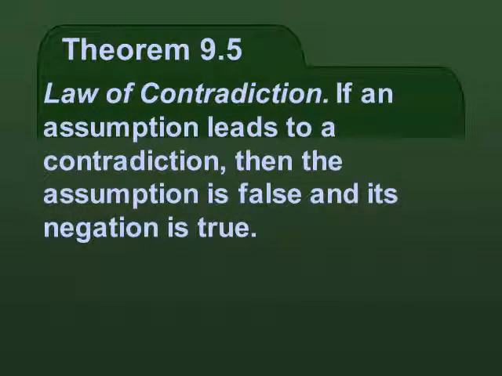So now let's talk about the law of contradiction. Teenagers like to contradict people, so you hopefully will like this one. If an assumption leads to a contradiction, then the assumption is false and the negation is true. So there's actually a proof, yay, on page 376, and it's going through the definition of tangent. If the line AB is tangent to the circle O at point A, all of these things will be true.